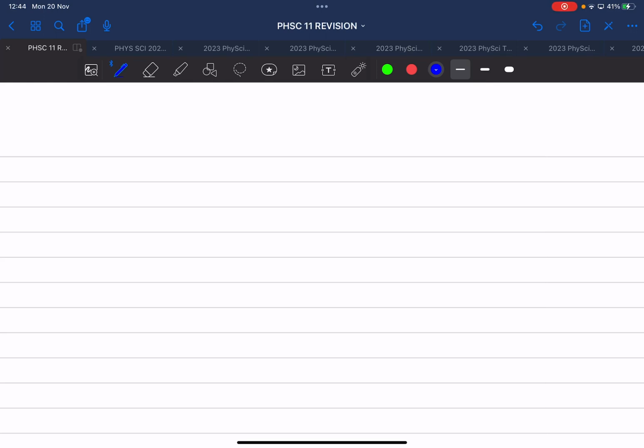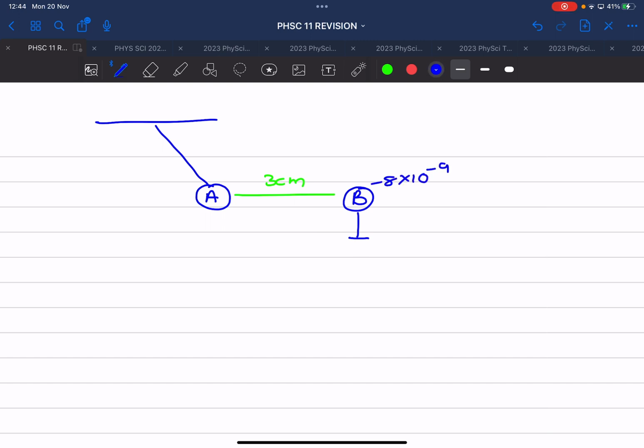Yes. Okay. Hulle sê daar vir jou, jy het 'n dak en dan hang daar ietsie, daar's A, hier is B. They tell you this distance is 3 centimeters. This one is negative 8 times 10 to the power negative 9 coulomb. This is positive 7 times 10 to the power negative 9 coulomb. And then they say that angle there is 20 degrees.